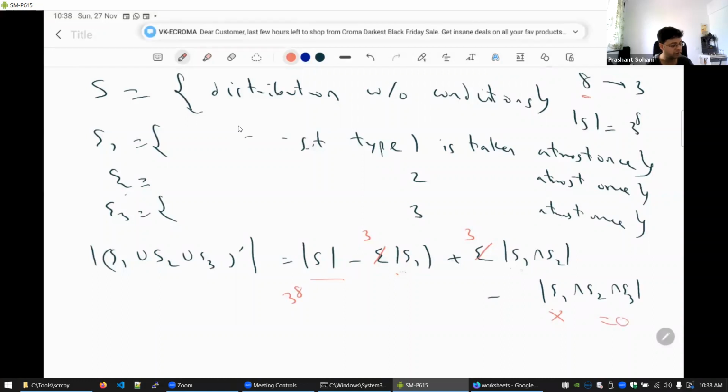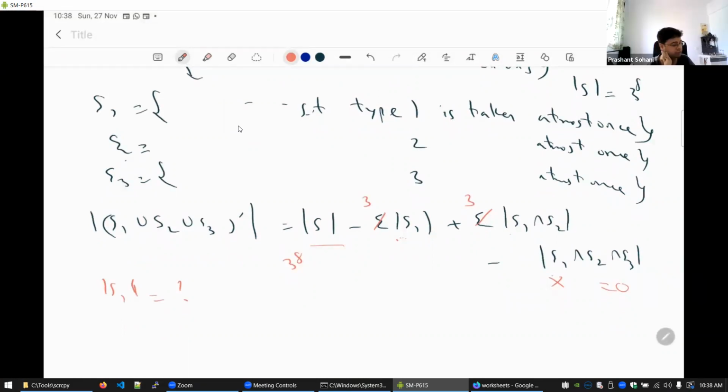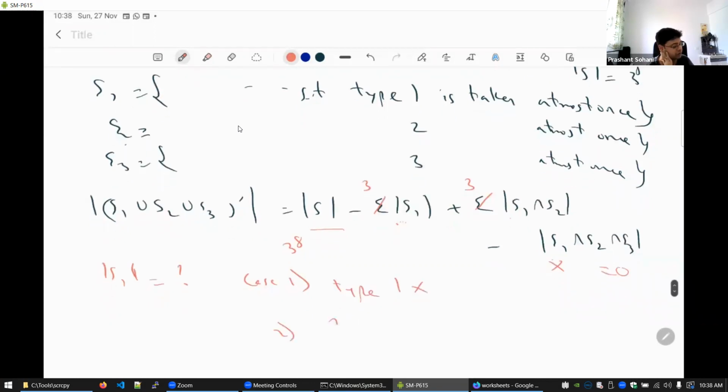What about S1 and S1 intersection S2? So how much is S1? So it would be 15, right? How much? No, so one second. I think I made a mistake. So the condition of S1 is that type 1 is taken at most once. So we have considered 2 cases, right? Case 1, we don't use type 1 at all. And case 2, where exactly one object is of type 1.